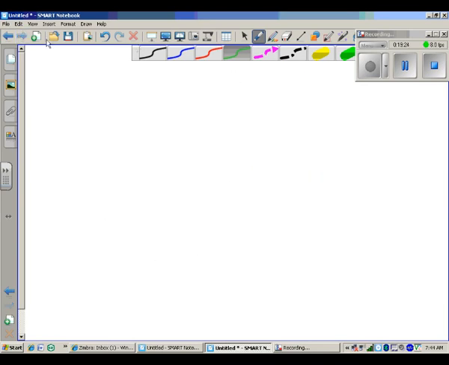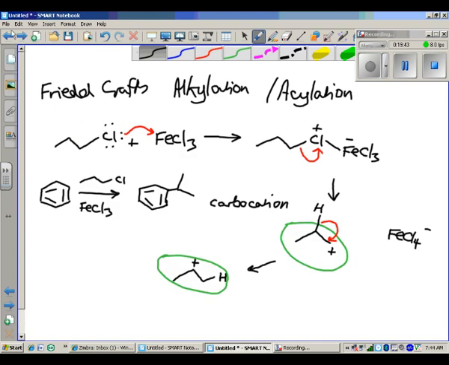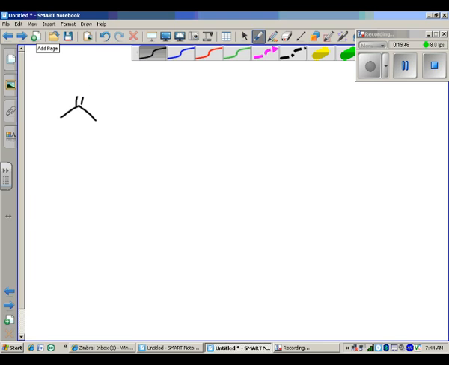Alright, let's look at acylation now. This one is a little less involved because there's no rearrangement issues. So what we start with in this case is not an alkyl halide, as we started with last time. We actually start with an acid chloride, because we have to have some way of adding in this carbonyl group into our product. We have exactly the same catalyst. And so what do you think is going to happen?